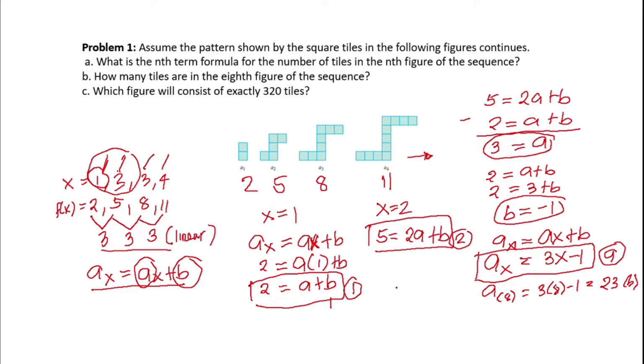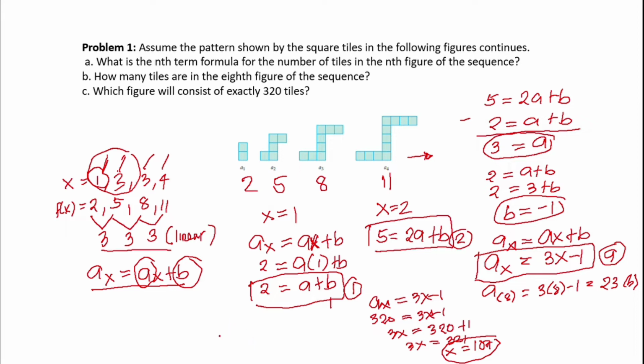And for letter C, which figure will consist of exactly 320 tiles? Let us have here the answer. We have the formula f(x) is equal to 3x minus 1. In this part, we have f(x), so we have 320 tiles needed. So we have here 3x minus 1. So 3x is equal to 320 plus 1. So 3x is equal to 321. So the value for x is equal to 107. Okay, so it means this is 107.